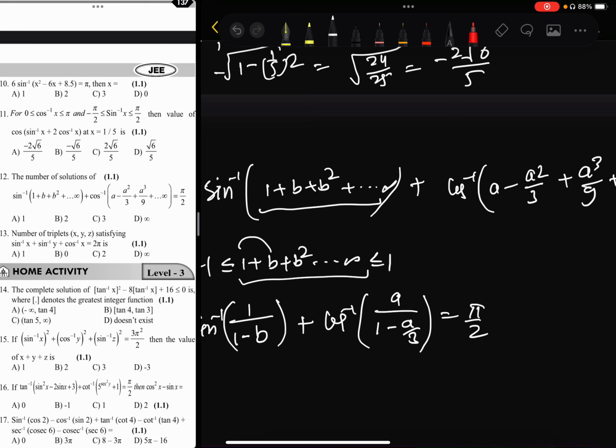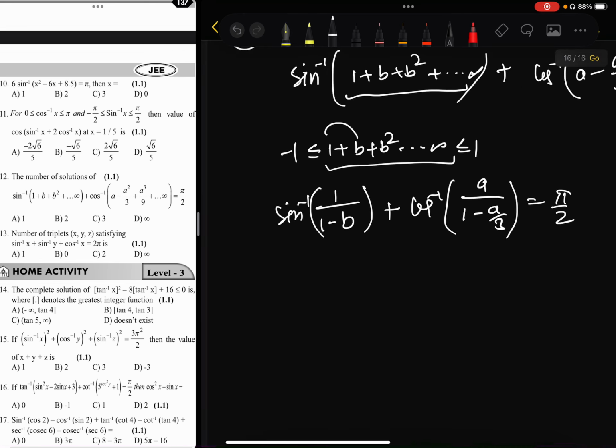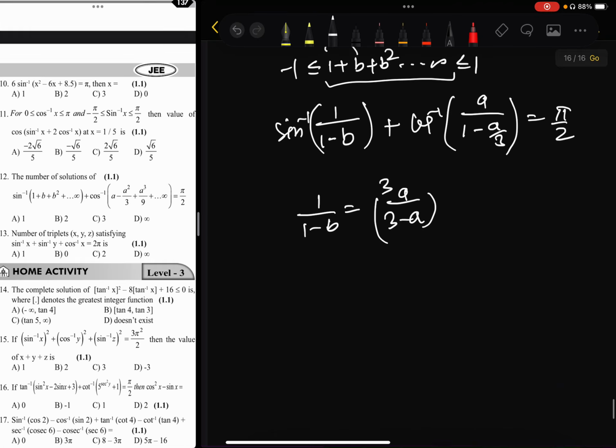This is actually given pi by 2, right? Now these expressions should be equal also, then only we will get pi by 2. So 1 upon 1 minus b should be equal to a upon, this is 3a upon 3 minus a. These equations should be the same. So as you can see, if you simplify this, you will get an equation in a and b, either a quadratic term or a linear term.